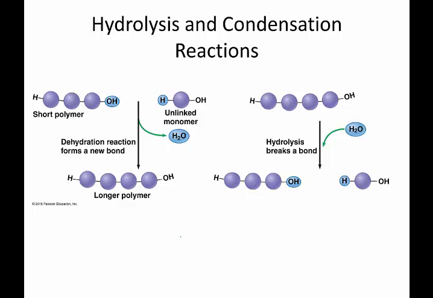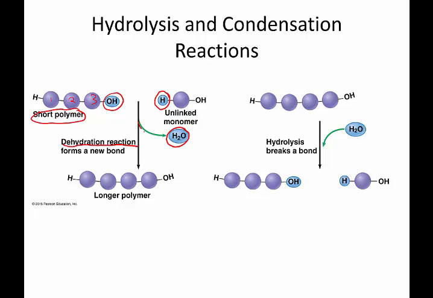And so here's actually how those words get their name. Here we have a dehydration reaction on the left. We have a short polymer, so 3 purple circles. On the end we have a hydroxyl or OH group. On the other end we have just a hydrogen by itself. So through a dehydration reaction, water is produced.